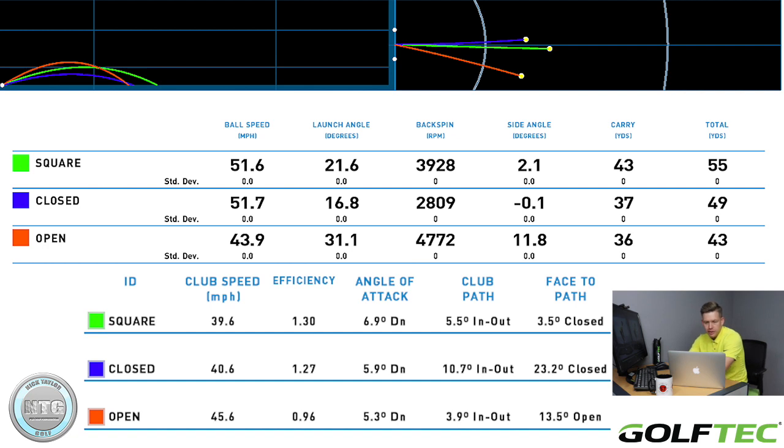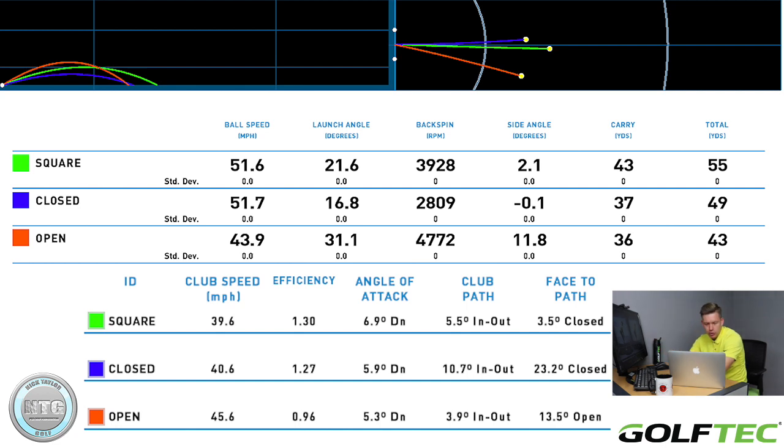In terms of the face to path, this is the interesting one. With square, my club face was 3.5 degrees closed to the path, but slightly open to the target line. With the closed swing, I was 23 degrees closed to the path, which means it was close to the target line as well, which is why the ball started left and curved left. With open, I was 13.5 degrees open to the swing path. So even though I swung from the inside, the ball started right of the line and curved further right.